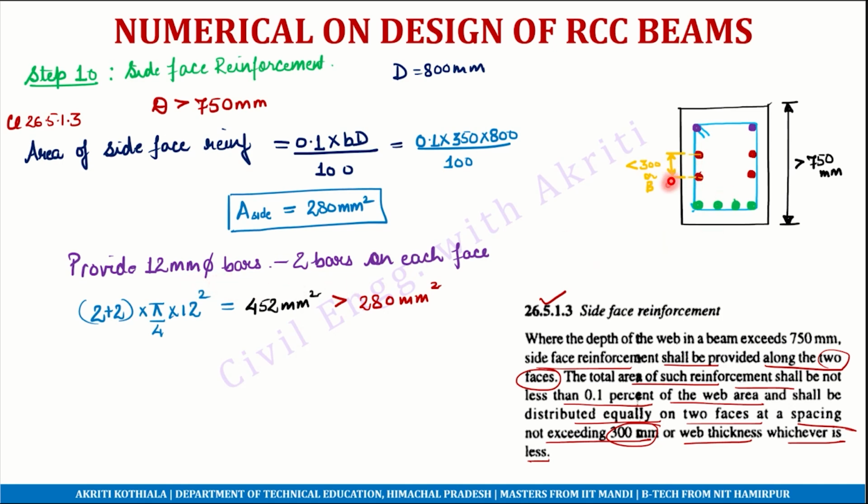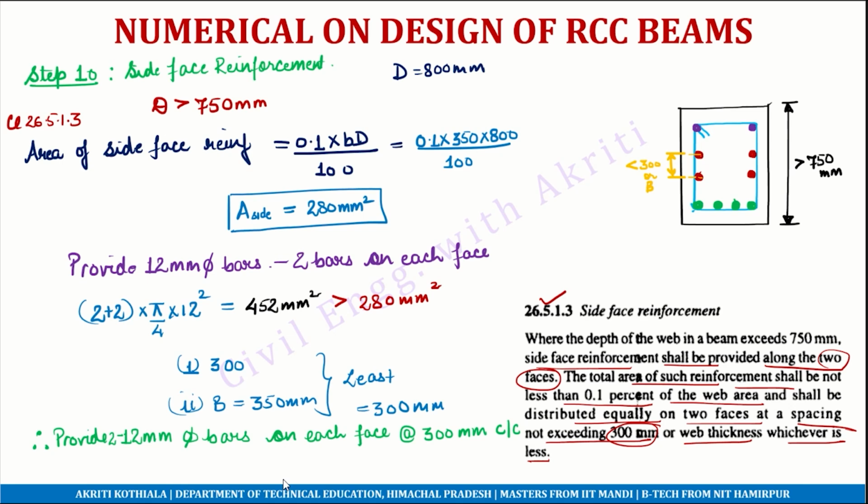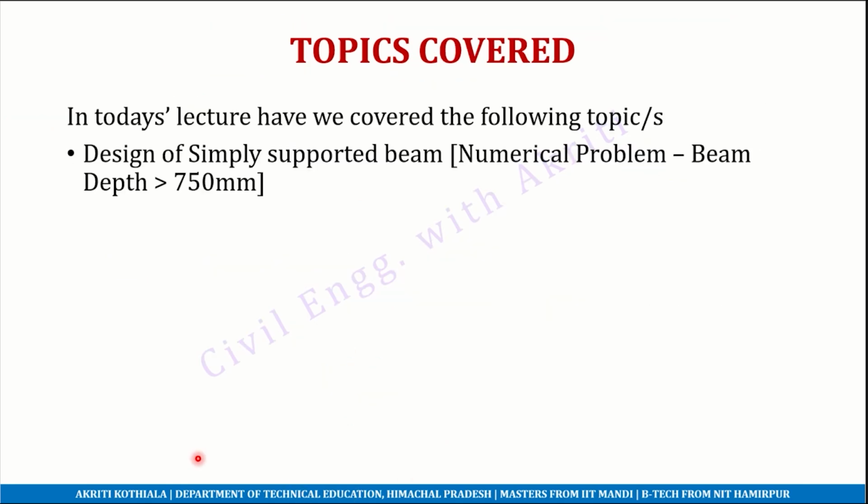Now come to the spacing of these 2 bars. So according to the clause, we have 2 options. One option is the spacing should not be greater than 300 mm, and the other option is that it should not be greater than the value of B, or width of the beam, which is equal to 350 mm in this case. So we have to take the lower value. The lower value is 300 mm. So we will provide two 12 mm bars on each face at 300 mm center to center. So this brings us to the end of the question.